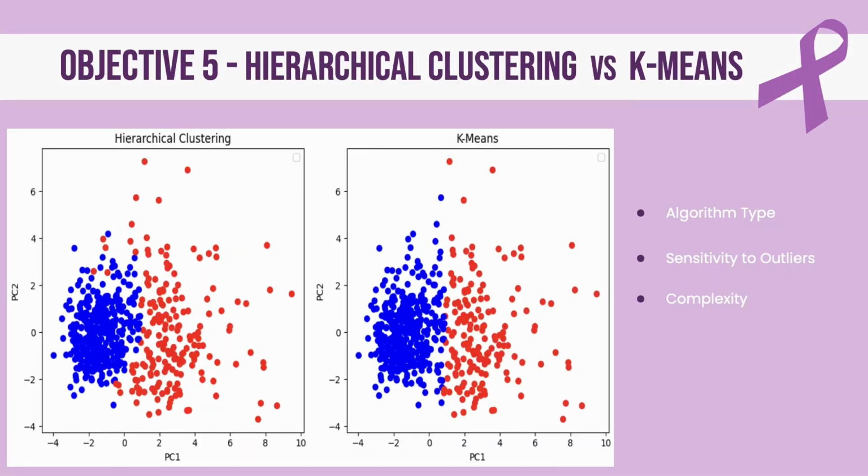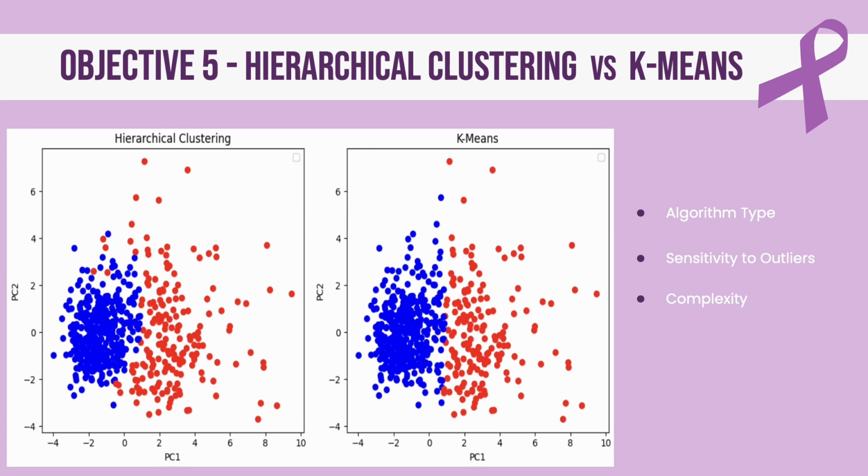Our fifth objective is to understand the difference between the hierarchical clustering and the k-means clustering that we have applied to the dataset. As we have clustered using both, we see that the majority of the data points are grouped into similar clusters by both methods, but there are some differences in some points. Let's dive into the main reasons and differences between hierarchical clustering and k-means clustering.